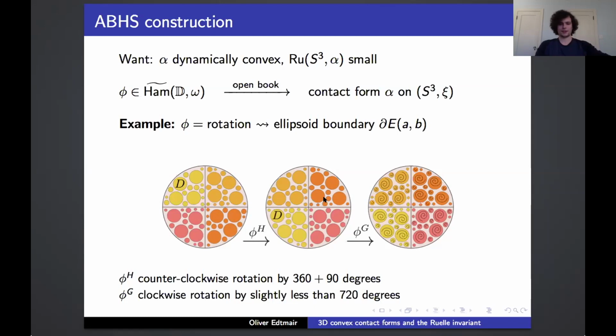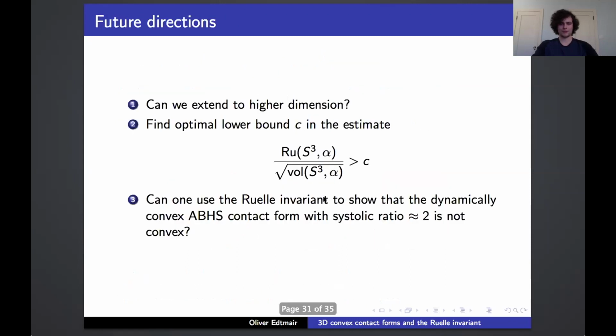Right, so that's what I wanted to say about the second part of the proof. And let me finish my talk with a slide on very direct further questions that we're trying to think about now. So the first one, of course, is whether it's possible to play this similar game in higher dimension. Here I was talking about dimension 3, but of course dynamical convexity also makes sense in higher dimension. So can I prove a similar theorem here? Then a second question one can ask is, what is an optimal lower bound on the normalized Ruelle invariant for convex hypersurfaces?